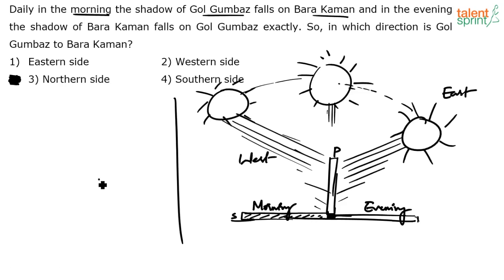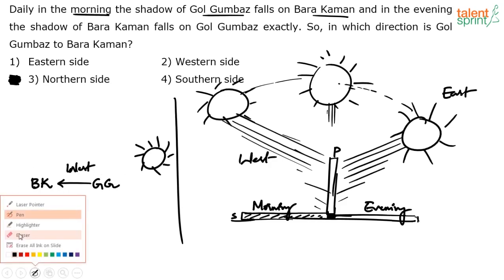So let's say this is Gol Gumbaz and this is Barakaman. In the morning when the sun is in the east, right here, the shadow of Gol Gumbaz falls on Barakaman. So in the morning, the shadow will fall on the west. Now, since the shadow will fall on the west, can I say Barakaman is on the west? Actually, we should not write both Barakaman and Golgumbaz in the beginning itself.